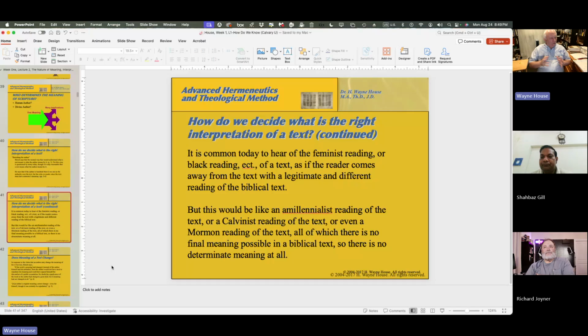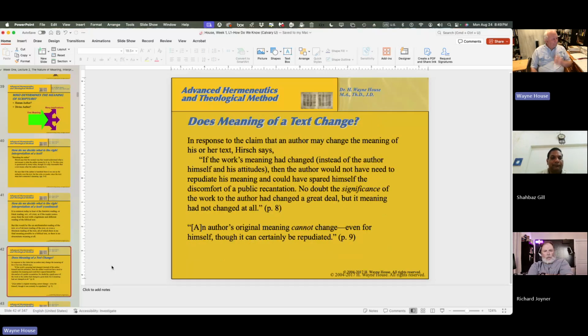So it is common today to hear the feminist reading, black reading, this reading, that reading. It would be like an amillennialist reading of the text, or a Calvinist reading of the text, or a Mormon reading of the text, all of which say there is no final meaning possible in the biblical text. So they're creating their own thing.